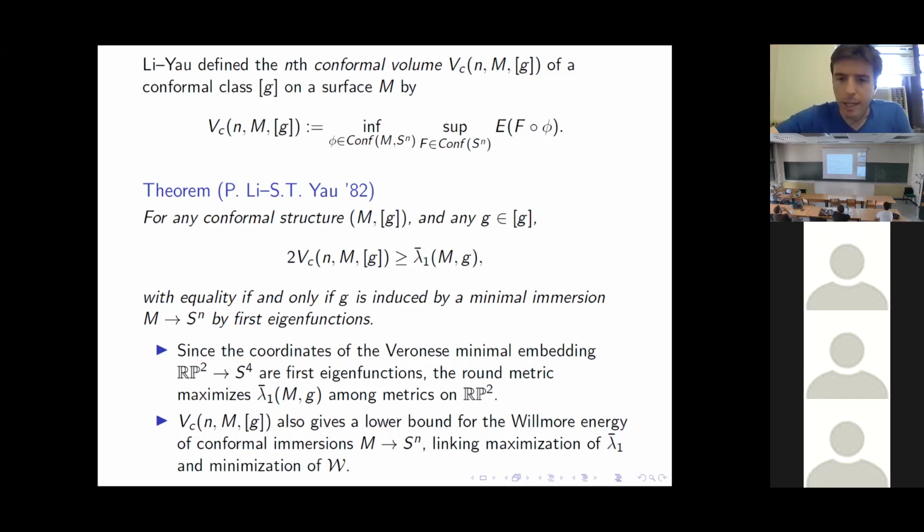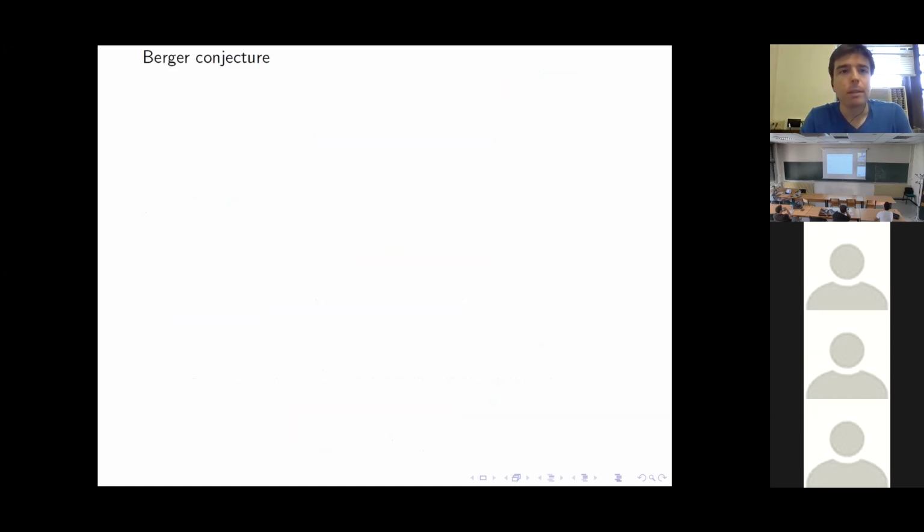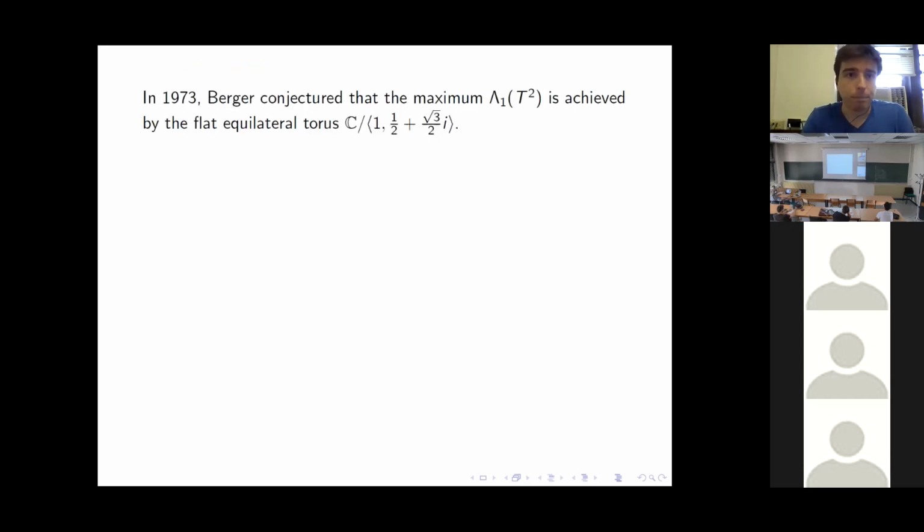Great, so we're in the 80s now, and we've computed this normalized first eigenvalue max for S2 and RP2, where we only have one conformal class to deal with anyway. Okay, so let's go to a surface of higher genus where we have some more conformal classes to play with. So back in '73 now, Berger was reading, I think, Hersch's work, and got interested in this question of maximizing the first eigenvalue in the torus.